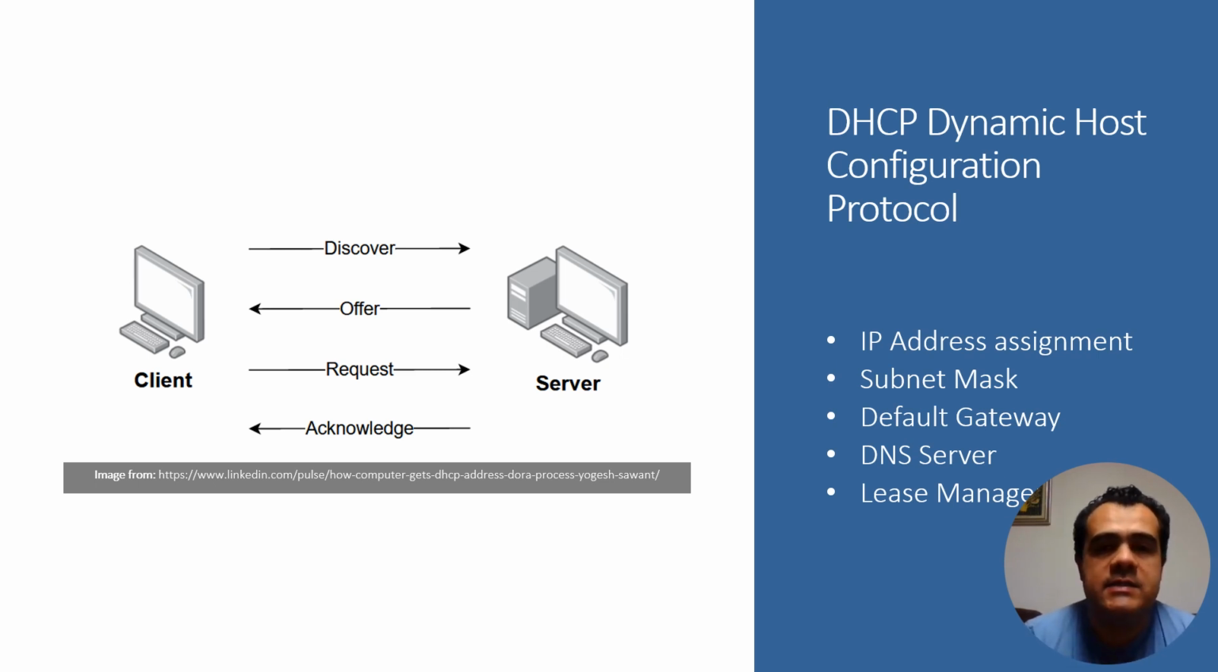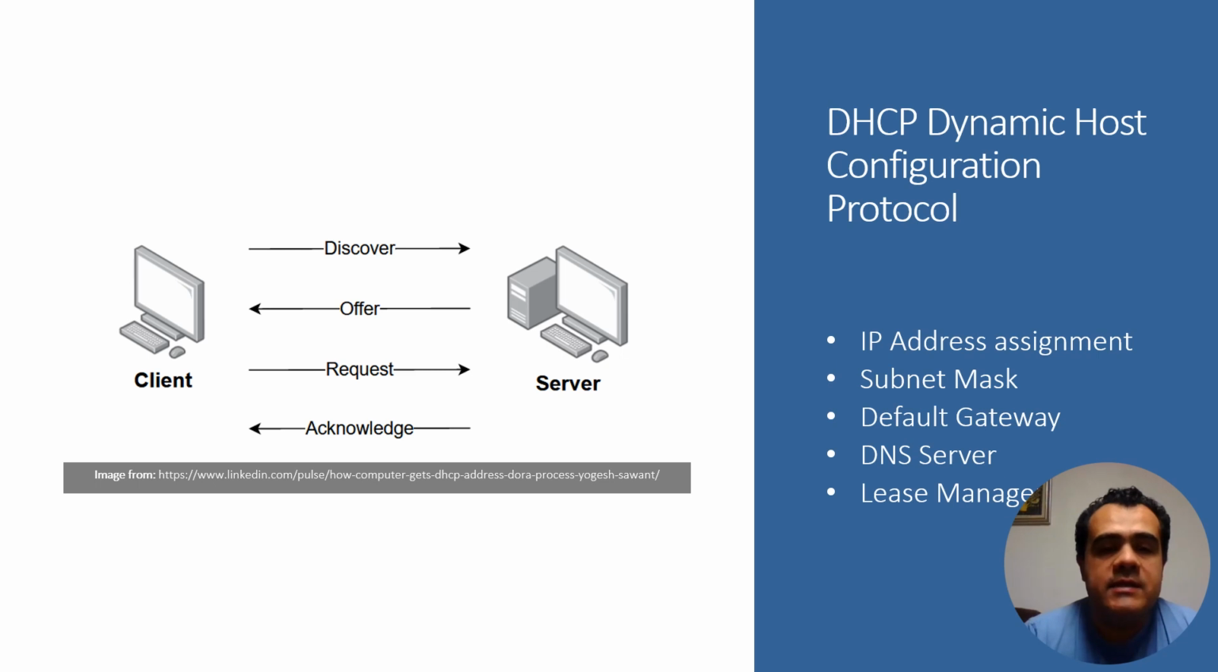A client, for this topic, is any device that is connected to the network. And on the left side, we can see how DHCP works. We have a communication of four steps: discover, offer, request, and acknowledge, or DORA.